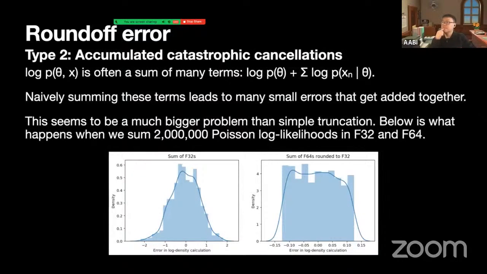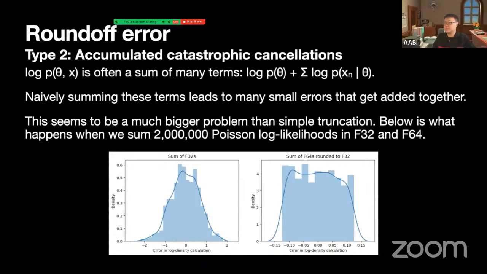If we're doing Bayesian inference, often we're interested in this log joint, log P of theta and X, which up to a constant is the same as log P of theta given X. And often that's a sum of many terms: a log prior plus a sum of log likelihoods for each of these x_n's. Now, naively, summing these terms means that each time we do an addition, there is a little roundoff error, and those many little roundoff errors wind up getting added together, and they can actually accumulate into much bigger roundoff errors. This seems to be a much bigger problem than simple truncation.